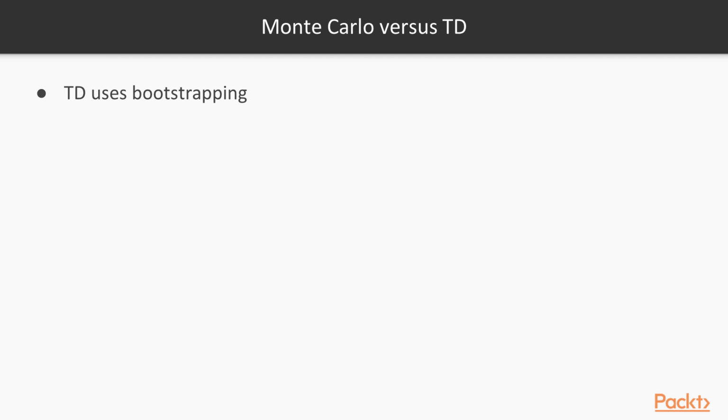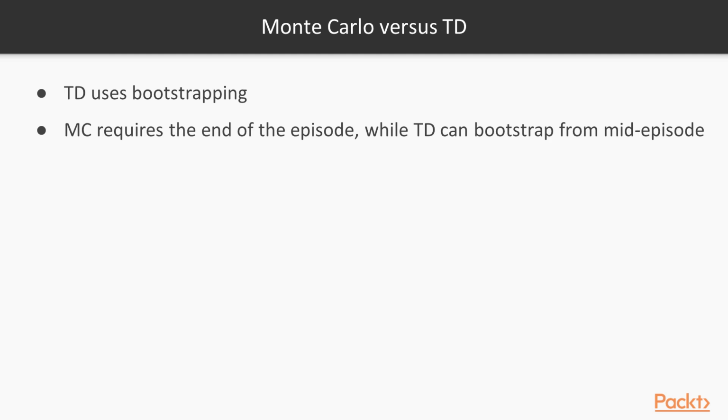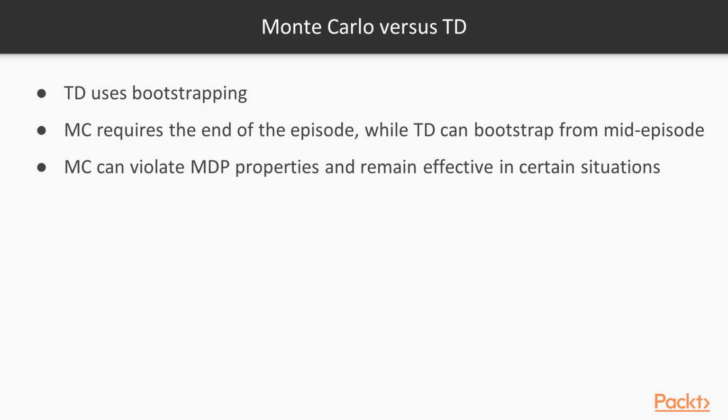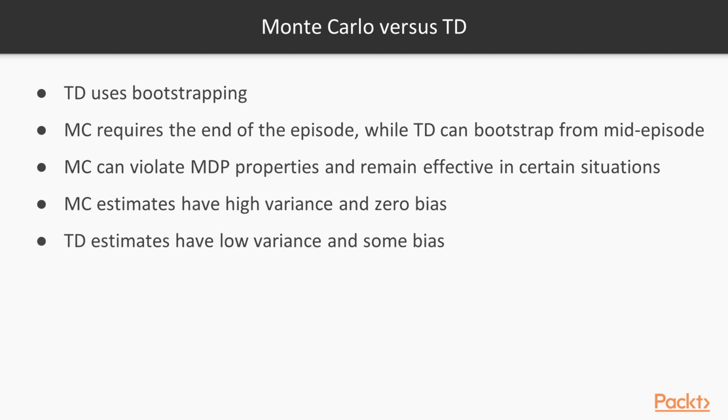Compared to TD methods, the main difference is the use of bootstrapping. TD uses bootstrapping. MC requires end of episodes, while TD can bootstrap mid-episode. MC can violate MDP properties and remain effective in some situations. MC estimates have high variance and zero bias. TD estimates have low variance and some bias.